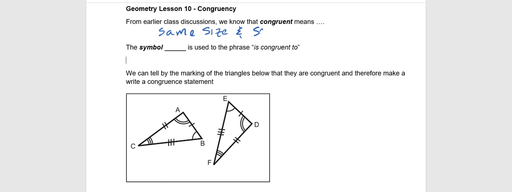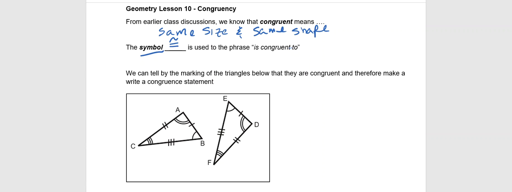It means same size and same shape. So basically, if we're looking at a shape and another shape is congruent to it, it's an identical twin, okay? The symbol that we use for that looks like an equal sign with a little squiggly over it like so. That is the symbol that we will use to mean congruent. When we see that in a mathematical statement, it means "is congruent to."